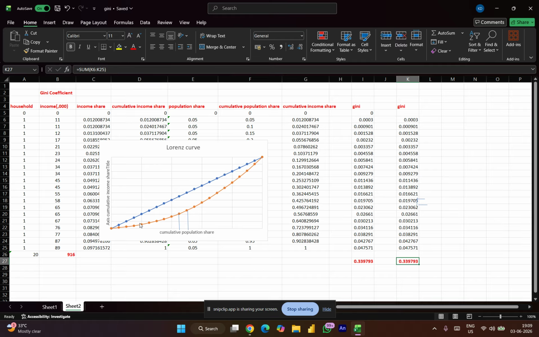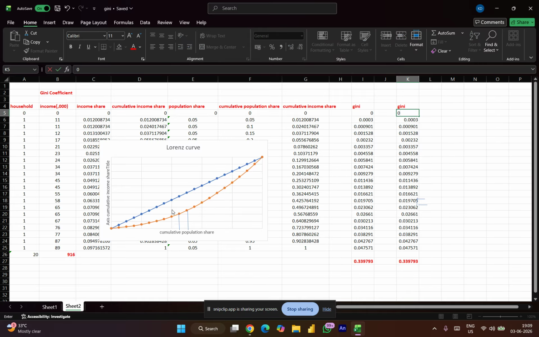So these are the two ways we can calculate the area below the Lorenz curve. One is to use the individual share, like this 0.05 population share. Instead of the individual share, we can use the cumulative population share up to this extent minus the cumulative population share up to the previous extent. This will be true for each case. So in this way, you can calculate the area below the Lorenz curve.